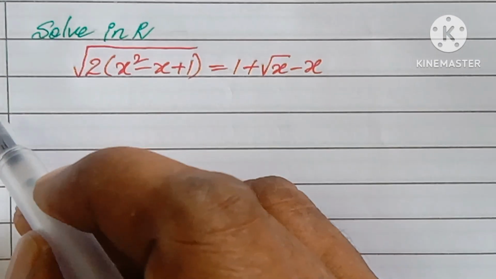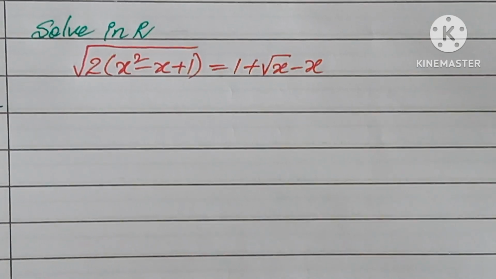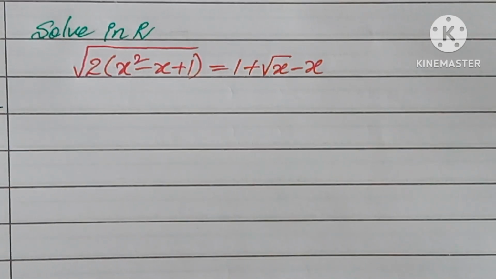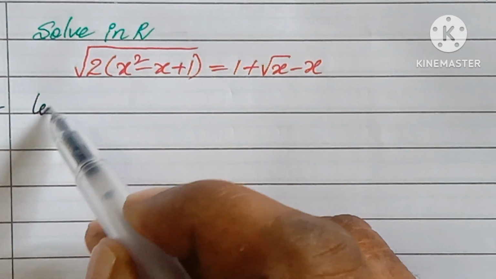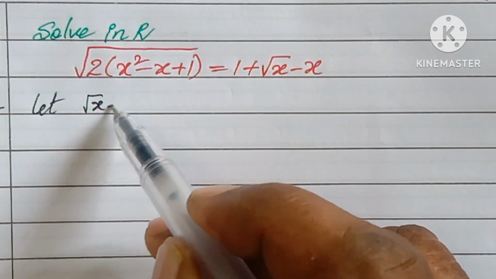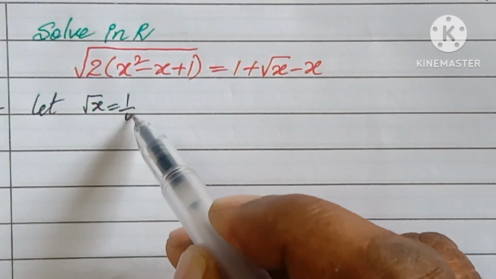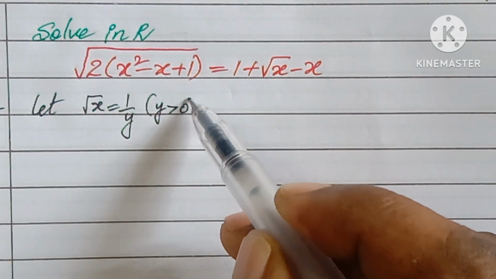So here, how to solve this? You can do squaring on both sides, but it will be somewhat difficult to complete the problem. So you'll go for substitution. Let root x be equal to 1 by y, where y is greater than 0.